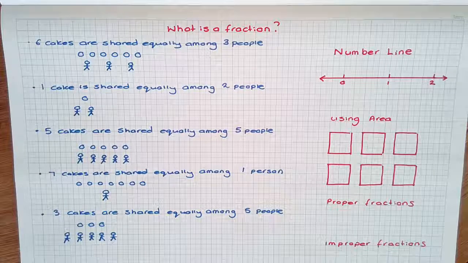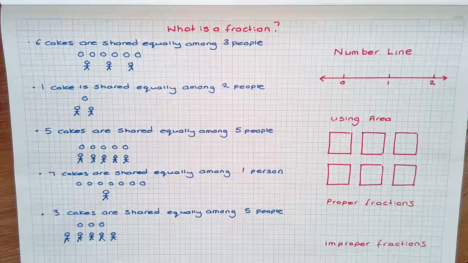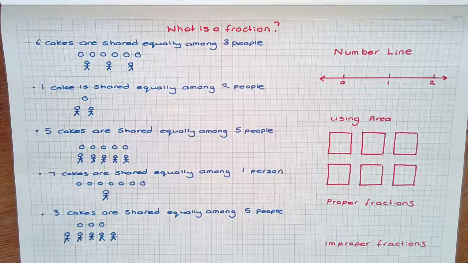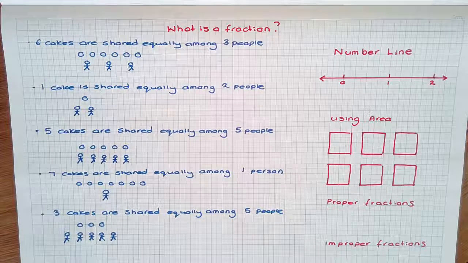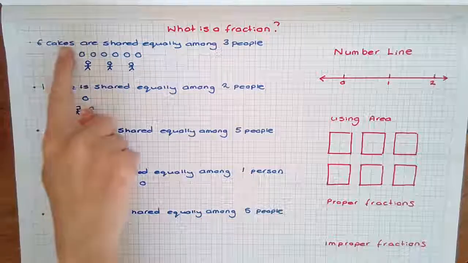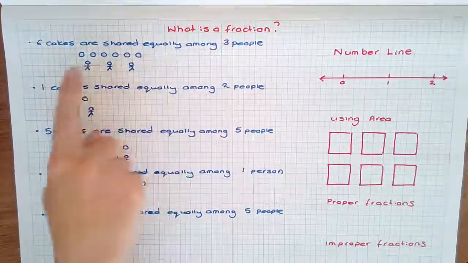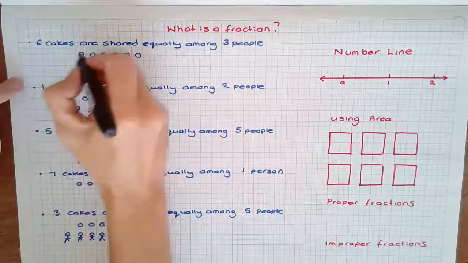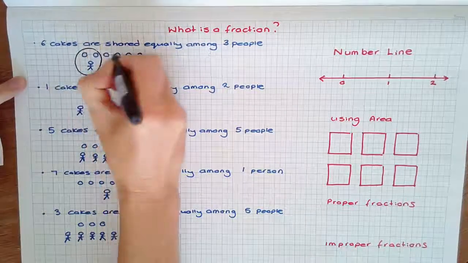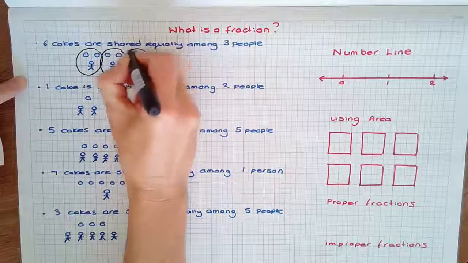In this video, we're going to look at representing fractions. The best way to think of a fraction is the answer to a sharing problem, that is, a division problem. Suppose 6 cakes are equally shared among 3 people. The circles represent the cakes and the people. That would be 2 cakes per person.